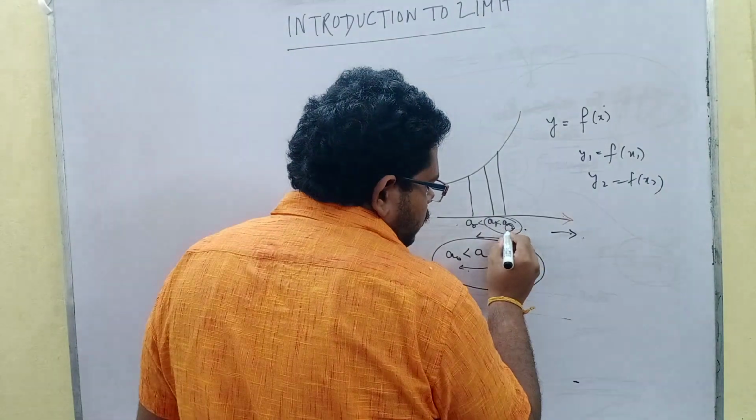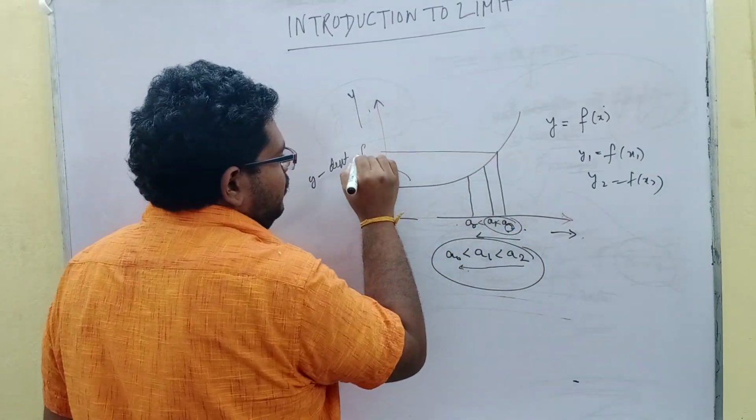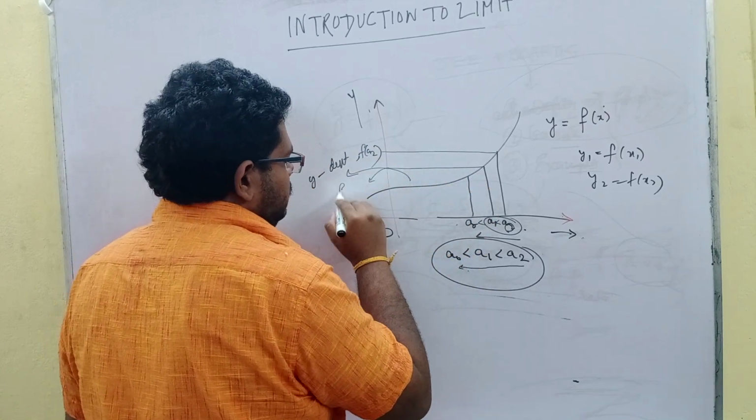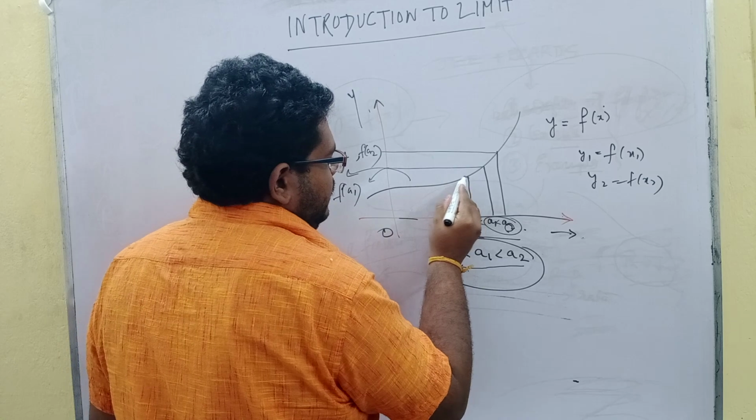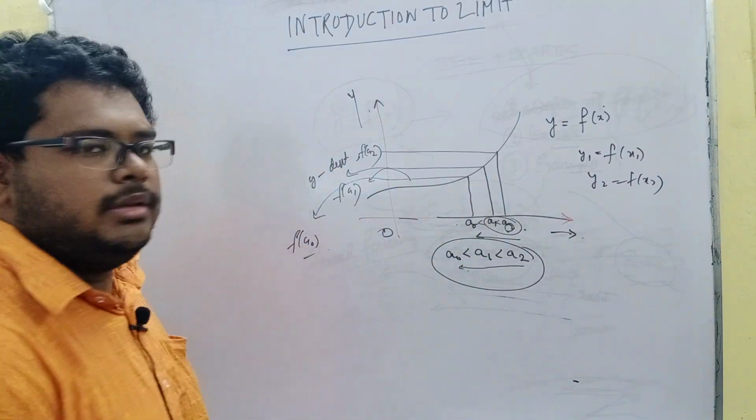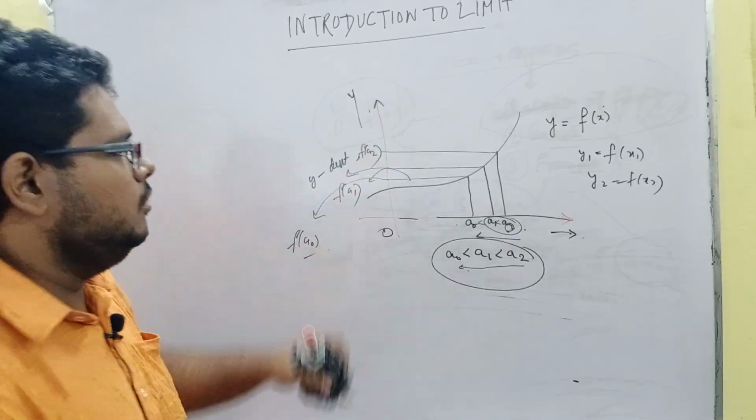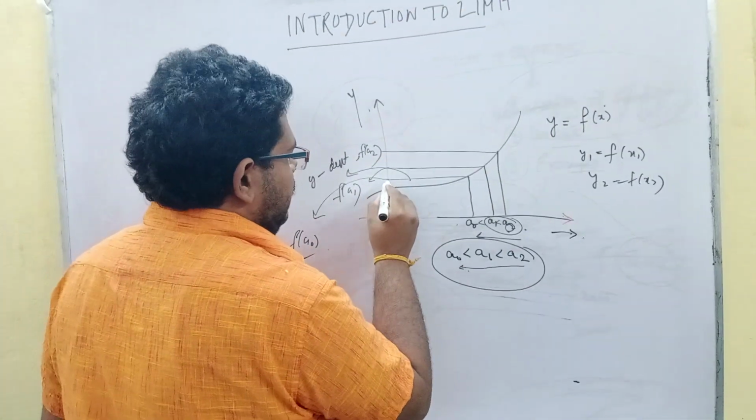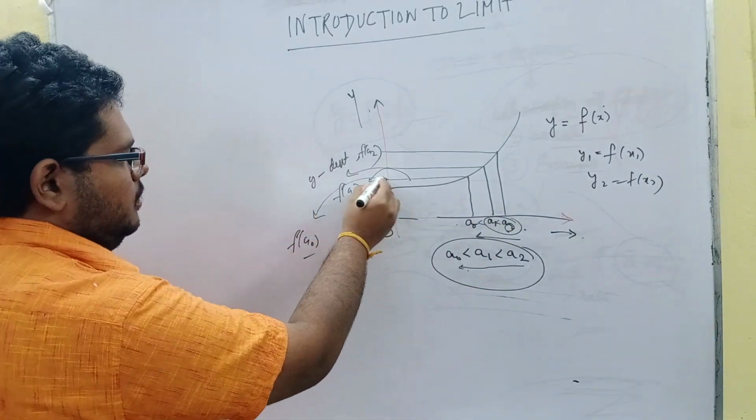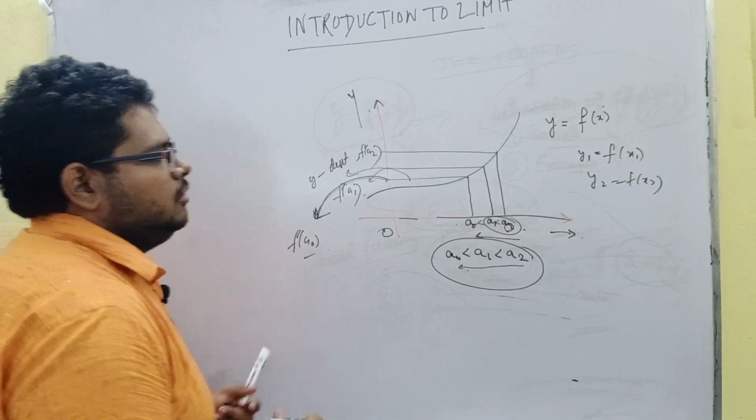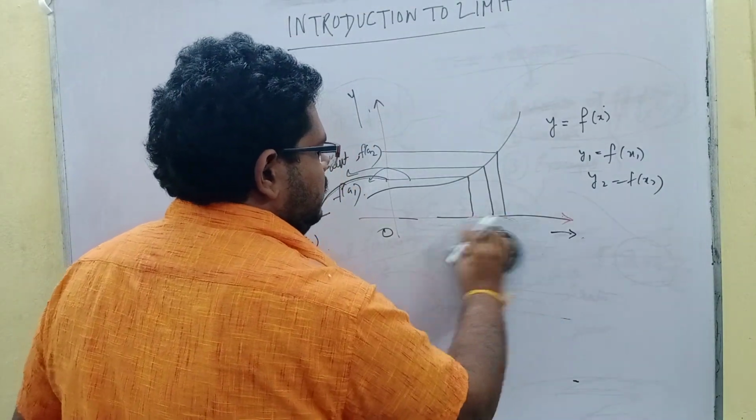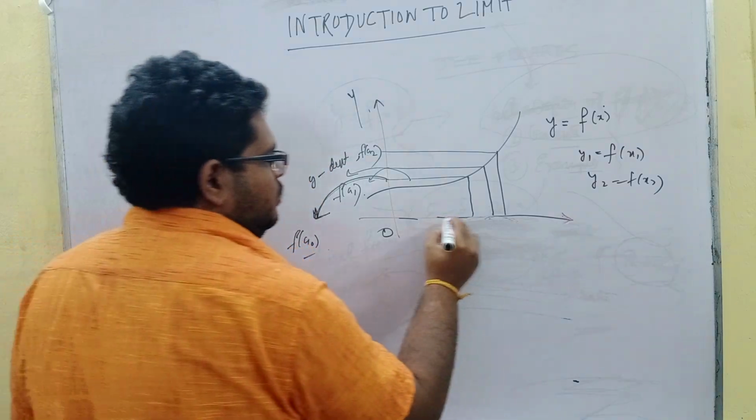Suppose at a2 the functional value is f(a2). At a1 the functional value is f(a1). At a0 the functional value is f(a0), right? This is clear. f(a2) for this part, f(a1) for this part, and f(a0) for this part. From here it may look a bit clumsy, but I will give you further examples. This is the intuitive definition, right?